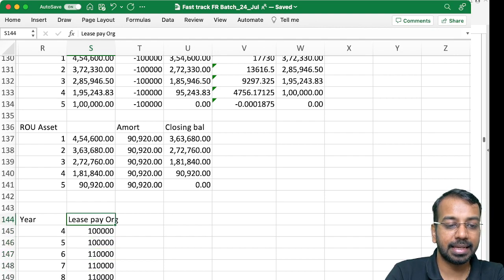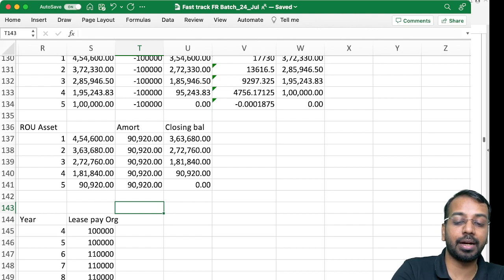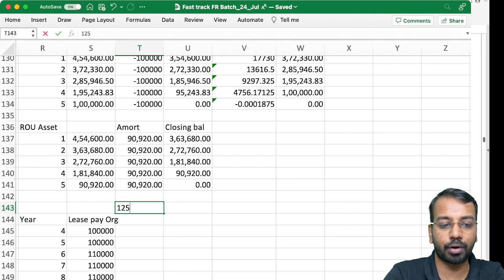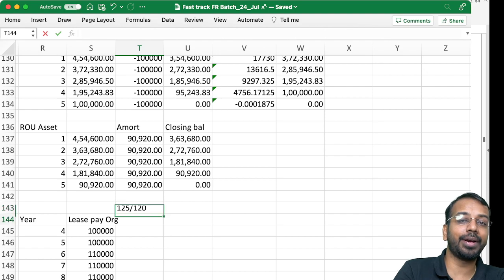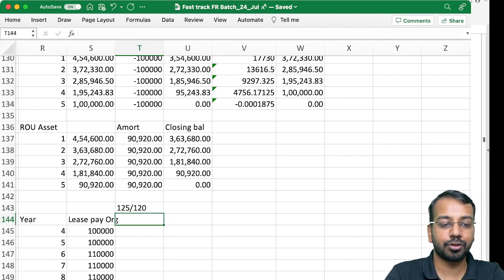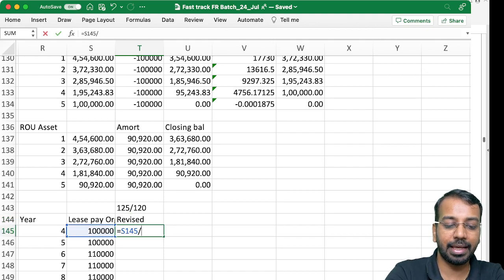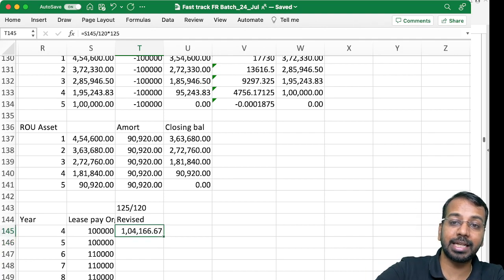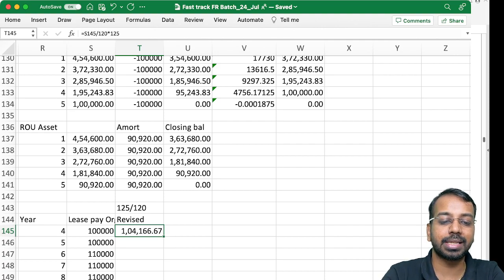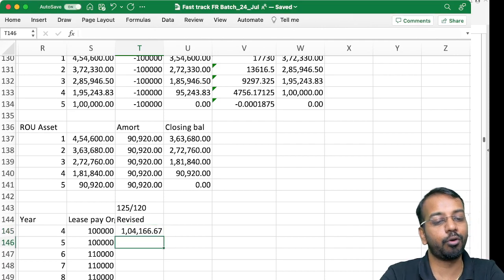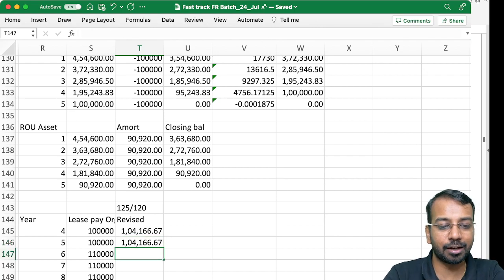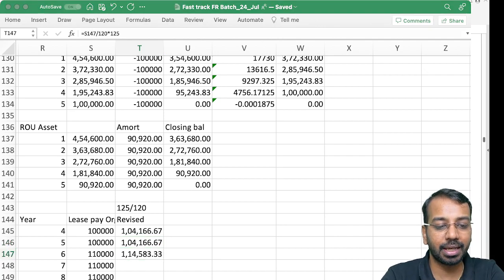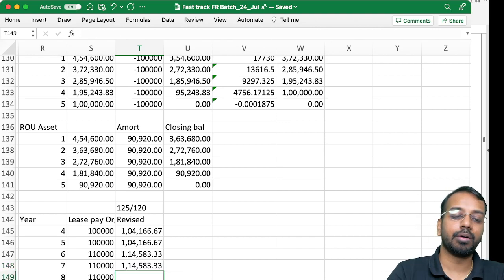Now CPI has become 125. Earlier it was 120, so it has become 125 out of 120. So if something was 120 earlier, now it is 125. So here the revised payment will be 100 divided by 120 multiplied by 125. Next number concept. So whatever was 120 has become 125. Whatever is 100,000 has become 104,167. Here also 104,167. Whatever is 110,000 will now become 114,583, 114,583, 114,583.